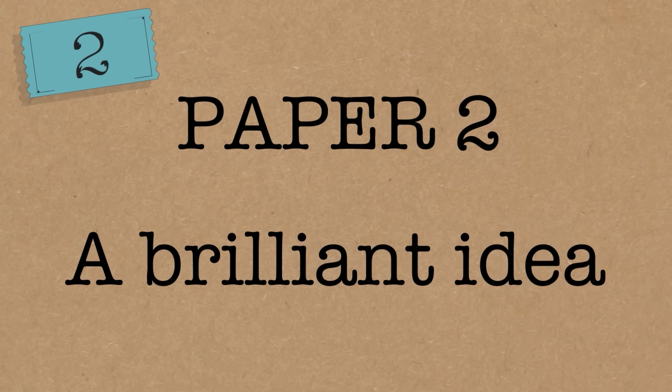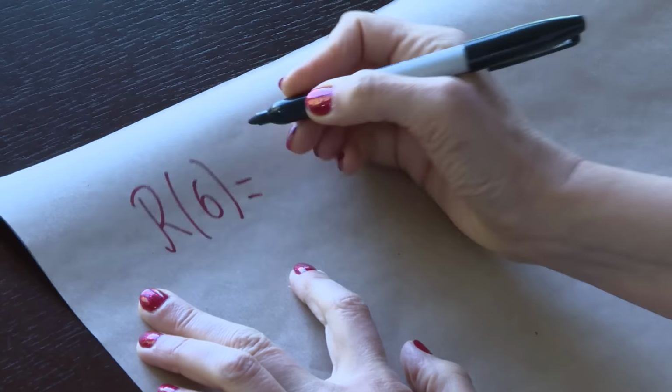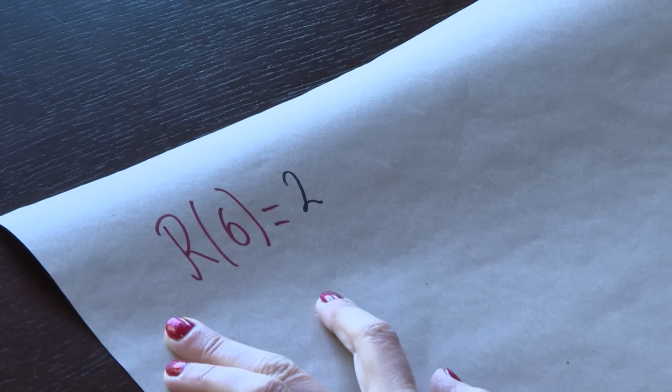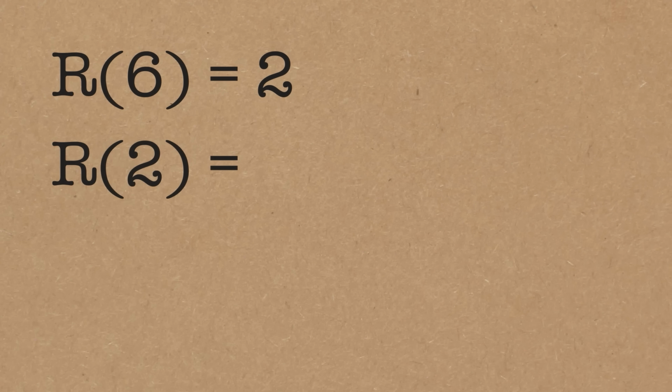Okay, we need a brilliant idea, an epiphany. And I'm going to go back to the number 6. Because for 6, we found the number of tickets on which it was written was 2. That's what was left over from the other numbers. Now, what was R of 2 and R of 3? Because 6 is equal to 2 times 3.